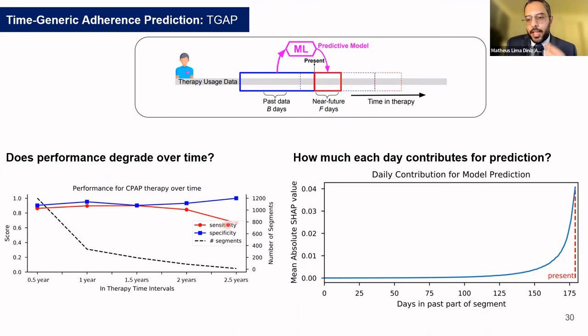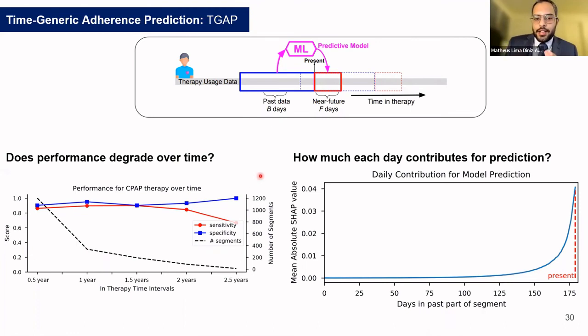You may ask, okay, Mateus, I see a low sensitivity here and a high specificity in this last part when we are predicting segments at 2.5 years. But actually, this is probably just random fluctuation, because we do not have too many examples at this time in the therapy. This is the number of segments, this black line here. So we have very few examples, and probably this is just a random fluctuation.